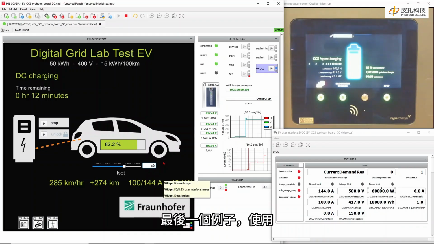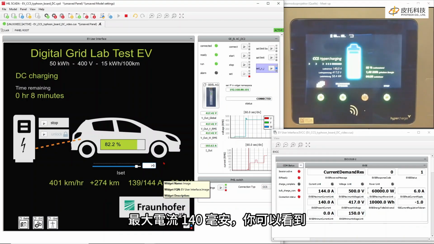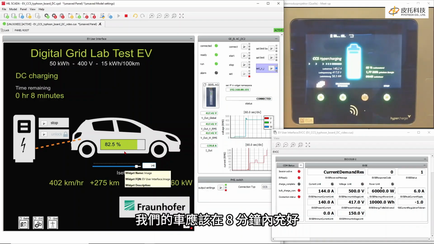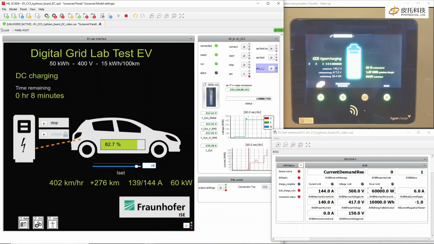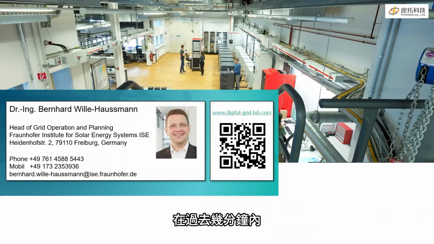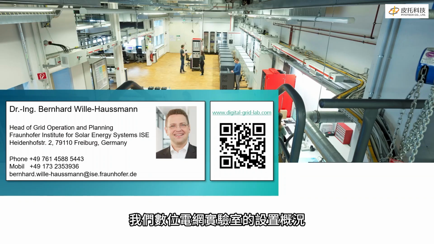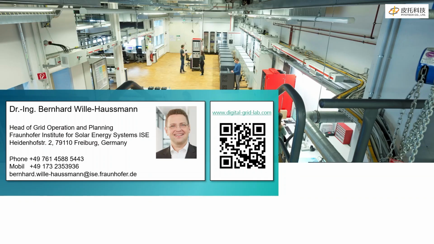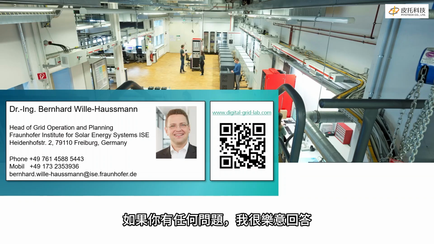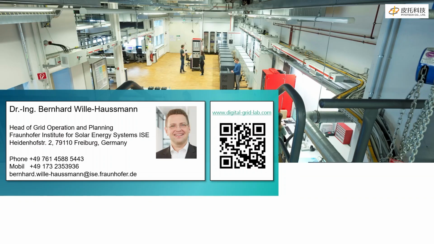And finally, one last example with the maximum current, so with 140 amps, and you see our car should be charged in 8 minutes, and yeah, we have charged quite a few kilowatt hours. In the last minutes, I gave you an overview about the setup in our Digital Grid Lab, and if you have any questions, I'm happy to try to answer them now or later.